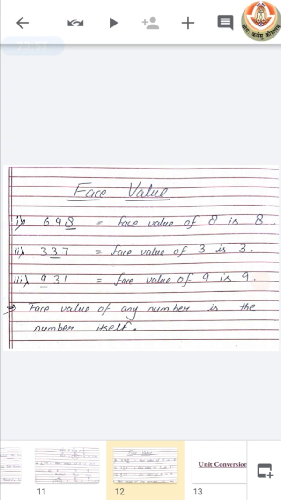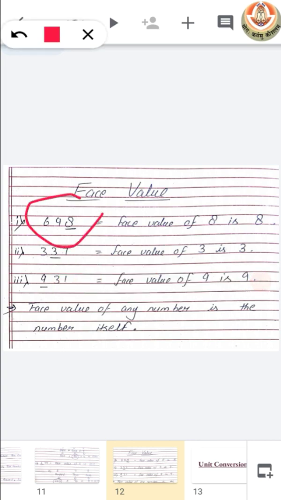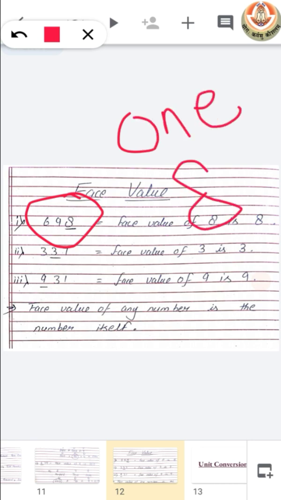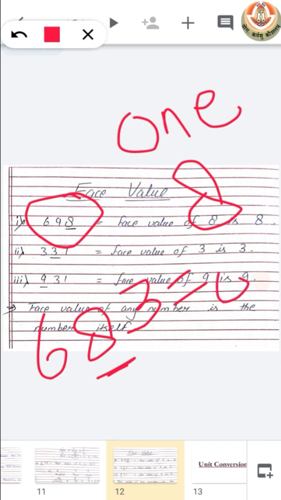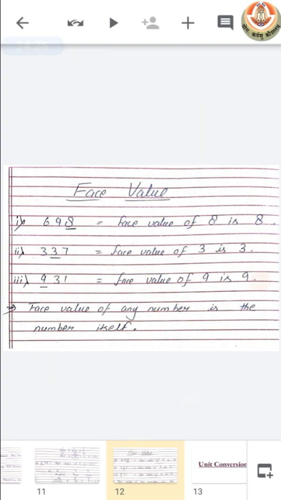A face value means the number itself. So if we are asked what is the face value of 8 when it is in ones place, its face value is 8. What is the face value of 8 when it is in tens place? Its face value is 8. Or when it is in 100 place, the face value is 8.